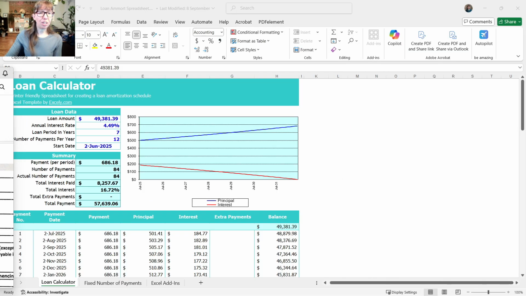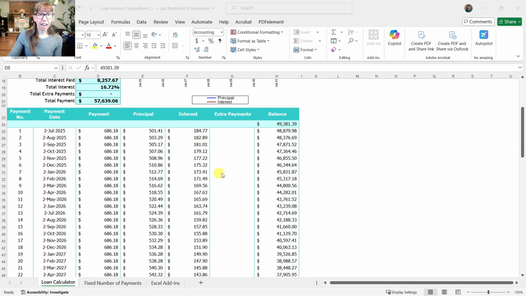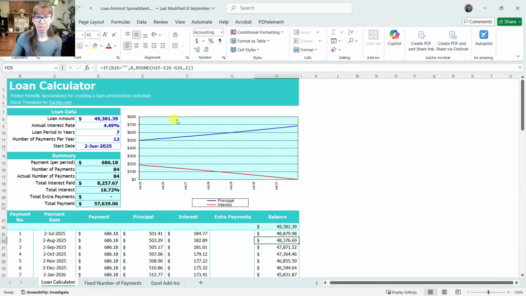And so with that, you can see that it calculated for this $686.16 payment, the first one that we're seeing in July, the principal, the amount reducing how much was borrowed, is $501.41, but the interest portion is $184.77. And that changes each time because the interest is calculated on the balance. So if the balance is going down, the interest is going to change. And you can see here, there's a bit of a graph that shows you that change over time.